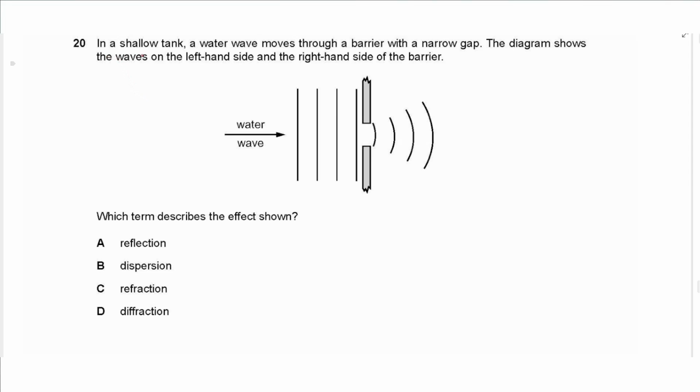Question 20 says, in a shallow tank, a water wave moves through a barrier with a narrow gap. The diagram shows the waves on the left-hand side and the right-hand side of the barrier. Which term describes the effect shown? So the spreading of waves is called diffraction. So the answer is D.